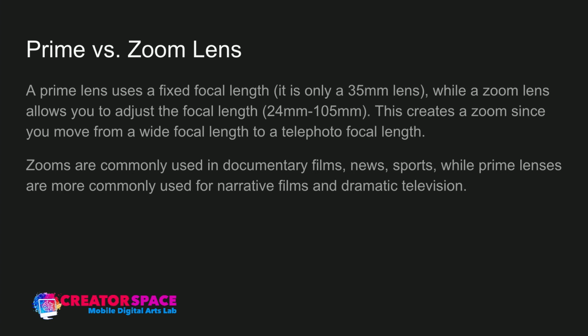Traditionally, that's used in documentary films, news, and sports, and prime lenses are more commonly used in narrative films and dramatic television. These are not rules, but this is the general area where you're going to find these types of lenses used. Now primes tend to be what's called a bit faster, so they let more light in, versus a zoom lens, which is usually a bit slower because the nature of creating this kind of telescope lens requires that.